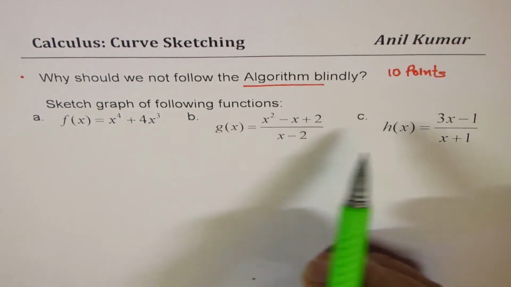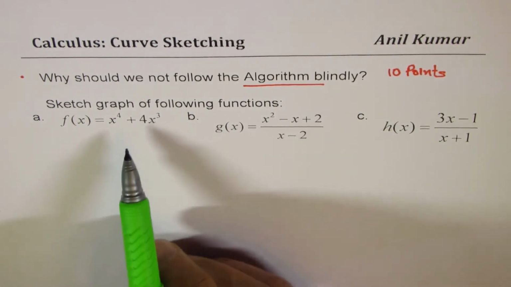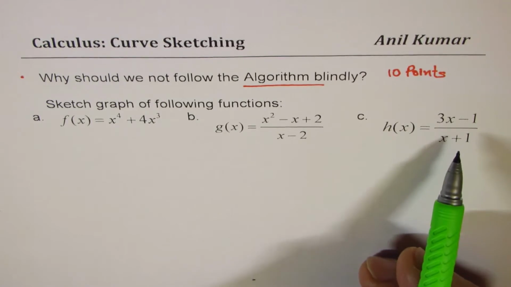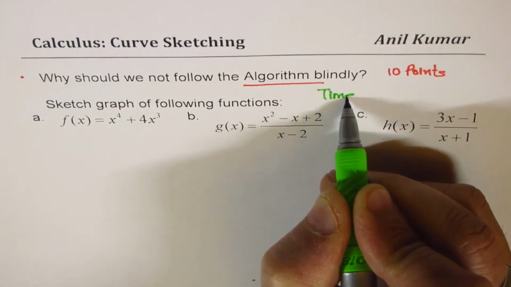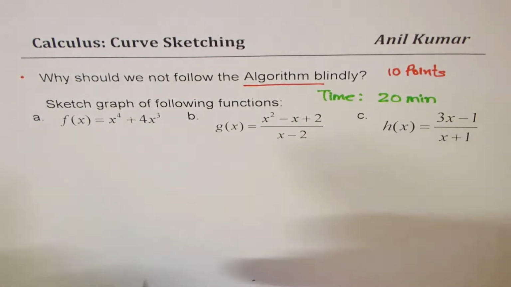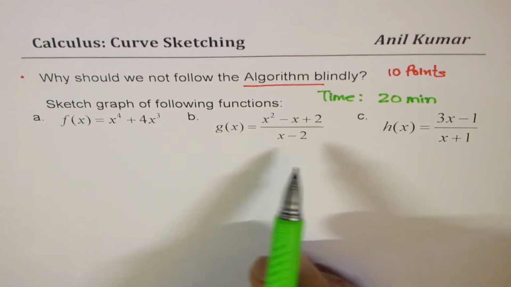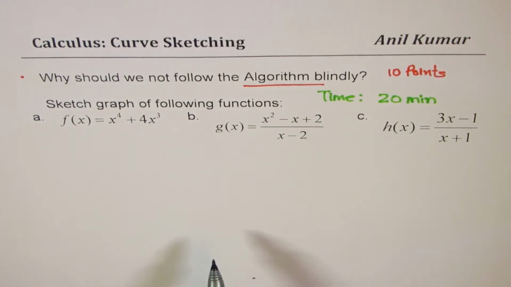Remember, take this as your test, right? We have very simple three functions. These are the simplest you can get in any test. We have a polynomial and two rational functions. And let us say the time for you is 20 minutes. So what I would like you to do is sketch the graph of these three functions, follow the algorithm and see where you reach. Are you able to complete your work or not? That is a very important exercise to do.